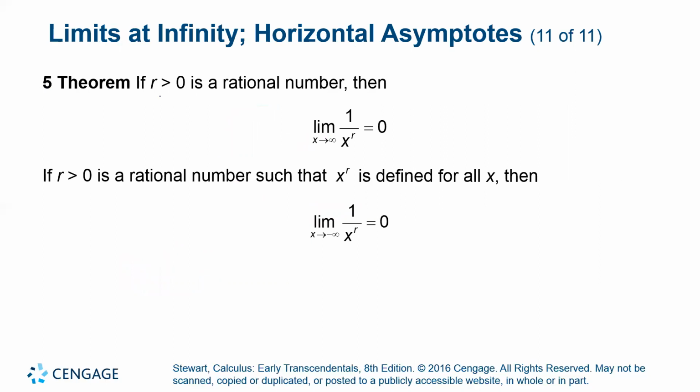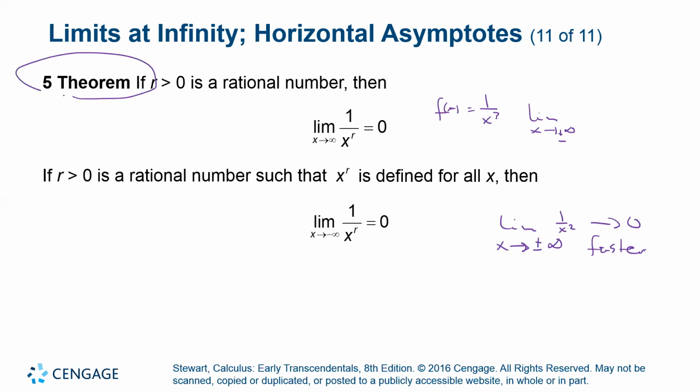So if r is positive, then if you have something like 1 over x to the r, say 3, when you have f of x equal to that, what is the limit as x goes to either positive or negative infinity? The limit as x goes to positive or minus infinity of 1 over x squared will approach 0, getting smaller and faster. So this theorem is an extension of the previous theorem or the definition.